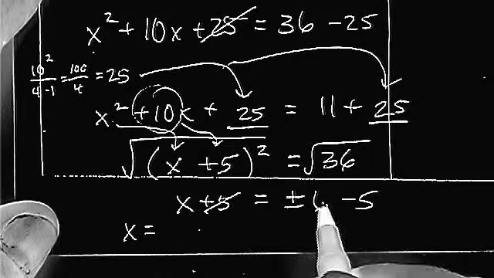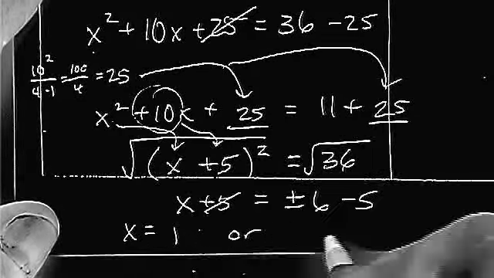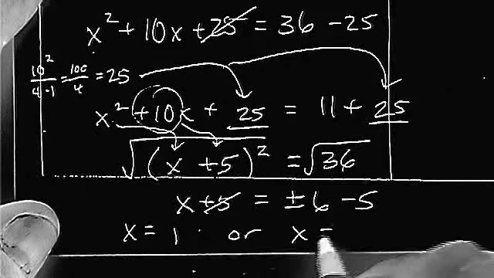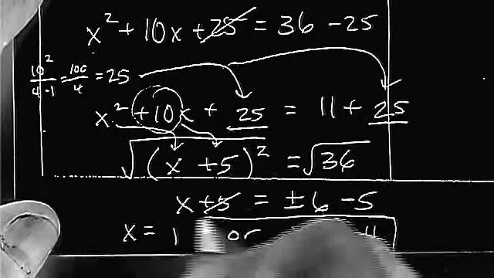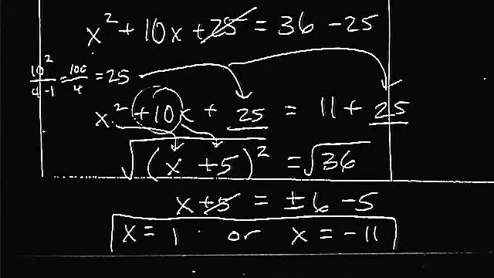Then x could be 6 minus 5, which would be 1, or negative 6 minus 5, which would be negative 11. Those are the two solutions to this. Now you might say to yourself, well, why did I go through the process of completing the square if these were easy numbers like that? Well, those were, but other ones will not be.